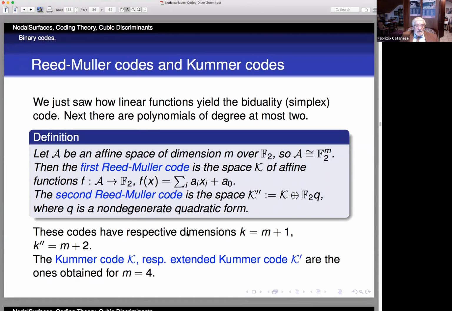Okay, so we just saw that linear functions yield the biduality simplex code. And next, there are the polynomials of degree at most 2, which yield the Reed-Muller codes, of which the Kummer codes are a special case. I take an affine space of dimension m over the field with 2 elements, so A is F2 to the m. Then the first Reed-Muller code is the space of affine functions from this affine space to F2.